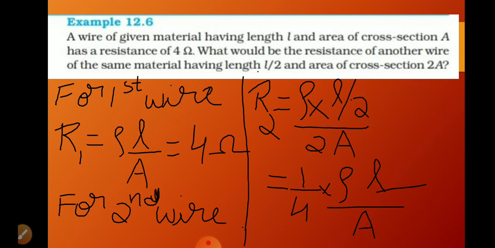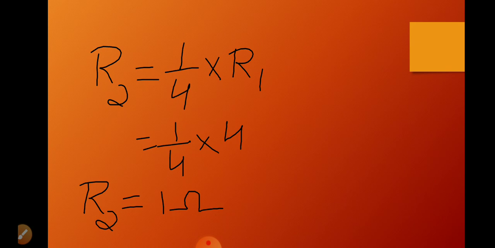For the first wire, R1 was 4 ohm. For the second wire, length is half, L by 2, and area has been increased, that is 2A. So the resistance of the new wire is equal to 1 ohm. So these are the problems which are based on Ohm's law. So hope you all have understood. If you have any doubts, you can ask me. Okay. Thank you. Try to solve these problems in your notebook.